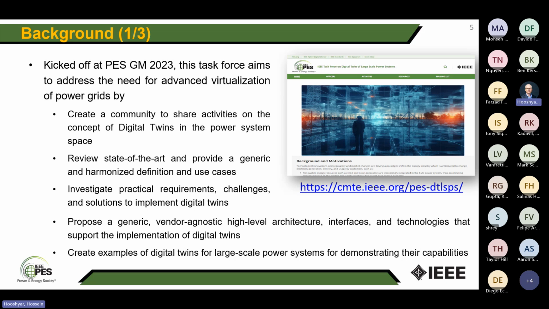Then another objective was to review the state-of-the-art technologies related to digital twin, and investigate the practical requirements, challenges and solutions in implementing the digital twin. And then finally, propose a generic, vendor-agnostic, high-level architecture, interface and technologies that support the implementation of digital twin. And finally, create examples and use cases based on the implementation and demonstration of this technology.